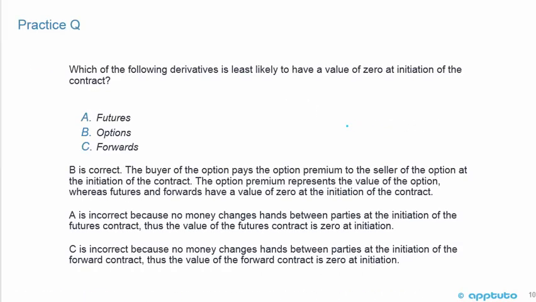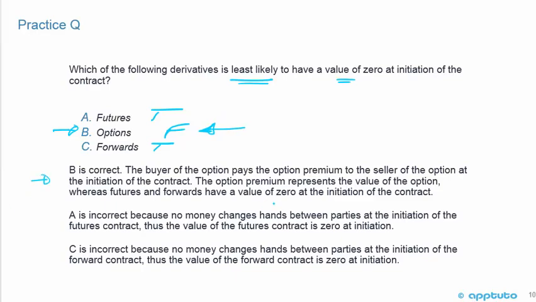Okay, maybe I put that question in a little bit early because we're going to talk about options more in the future. But which of the following derivatives is least likely to have a value of zero at the initiation of the contract? We've just been talking about futures and forwards, and we said both have a value of zero. No money changes hands. So a value of zero at the initiation of the contract, futures, that's true. Forwards, that's true. Well, then the correct answer has to be B because it's the false one, even though we're going to learn a little bit more about options coming up.